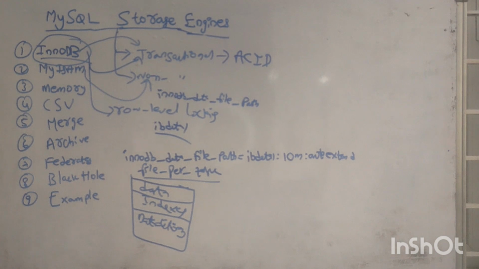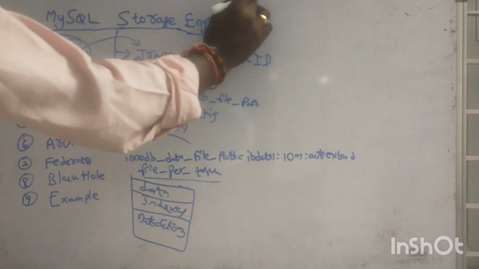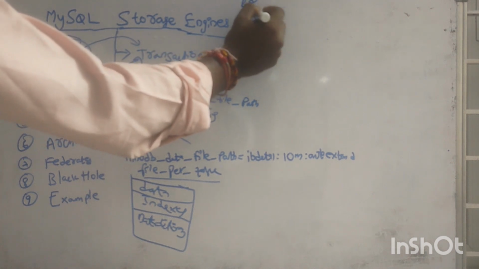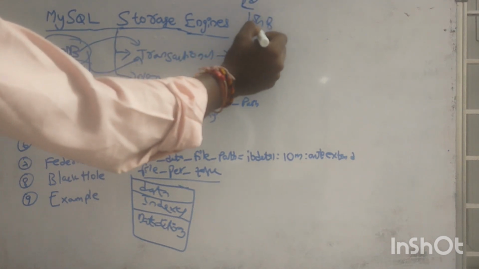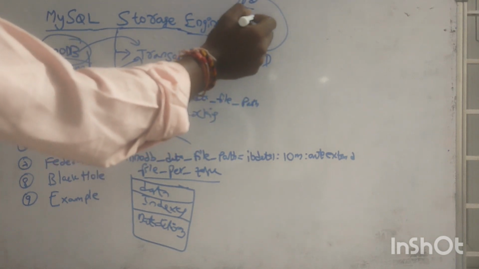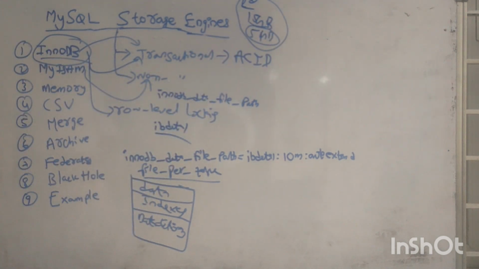Suppose you have 20 GB of space but you are using only 15 GB, and the remaining 5 GB is allocated for the same table. We have only 15 GB of data, so we have 5 GB of extra space which cannot be used by other tables. It has to be used by the same table, so storage space will be getting wasted.